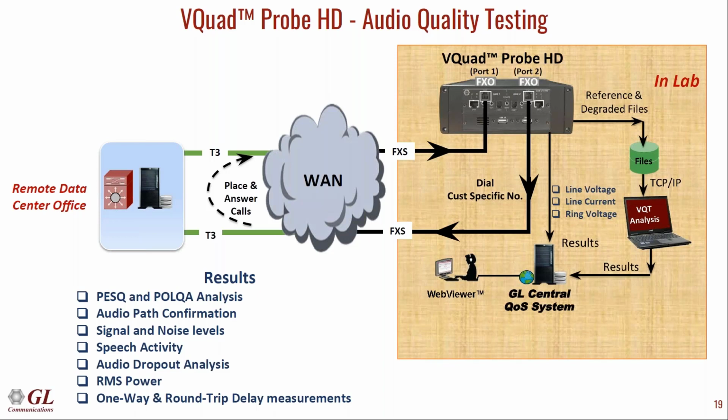There is a lot of audio analysis that the VQuad can do. The MAPS can do the same. So both of them have audio analysis plus the ability to load test your system, traverse the IVR, do all that other stuff as well. Okay.